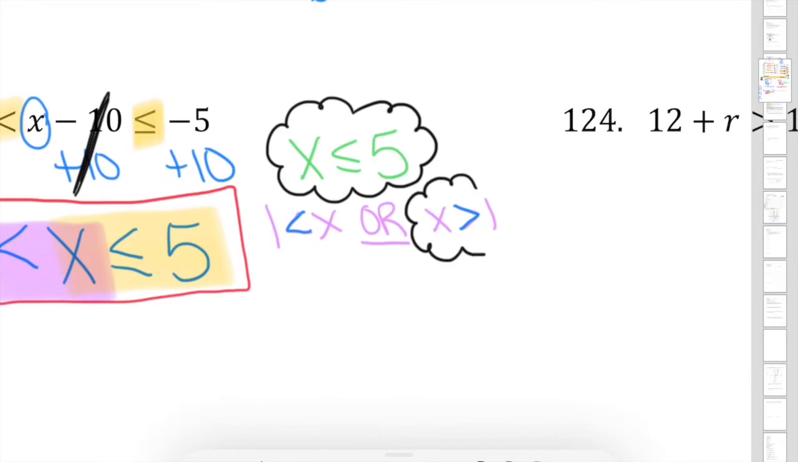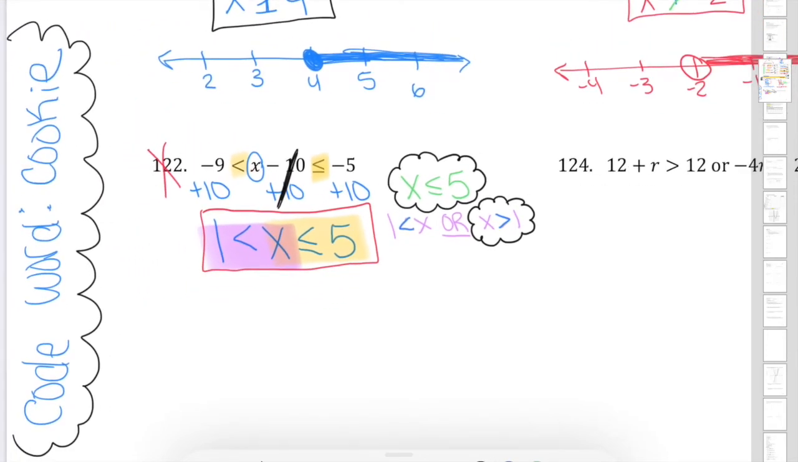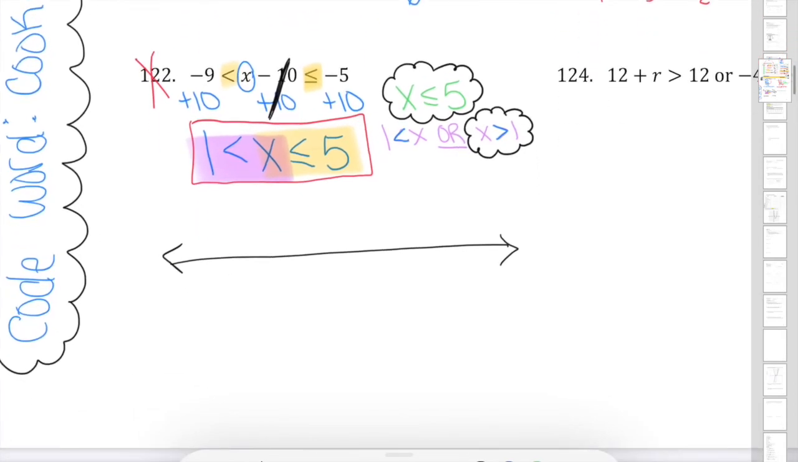So essentially our two inequalities within this one big inequality are that x is less than or equal to 5 and x is greater than 1. Okay, so let's see what that looks like on a number line. In this situation, we have two significant numbers, 1 and 5. So I'm going to put my numbers on here, including 1 and 5. Just make sure you have 1 and 5 somewhere on your number line.